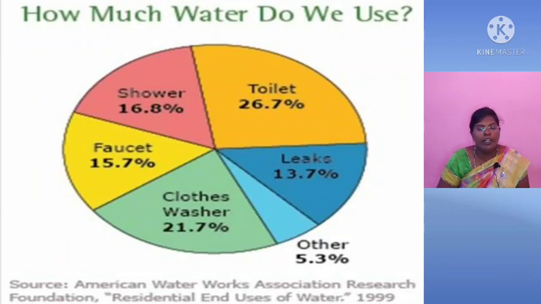The fourth part is faucet. Faucet means water coming from small holes, for example taps. From tap water we are using 15.7%. The fifth part is leaks. From leaks the water wasted is 13.7%. Others, for other purposes we are using water for 5.3%.